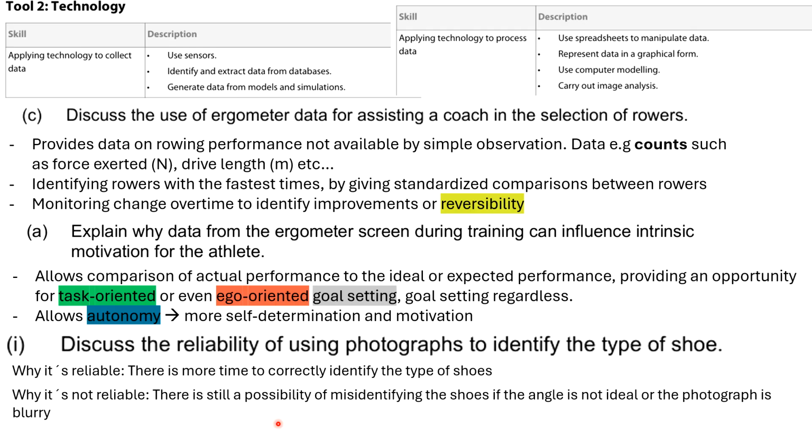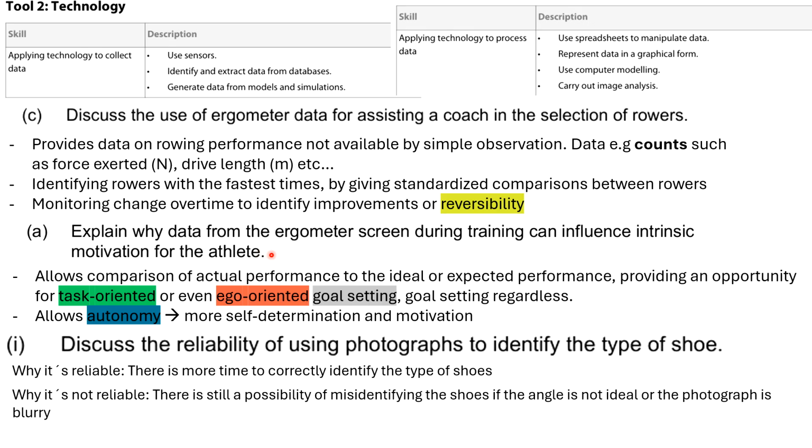Discuss the use of ergometer data, so technology, visual data, for assisting a coach in the selection of rowers. So it provides data on rowing performance that you would not be able to see, such as force exerted or drive length. You can identify which rowers have the fastest times, you can have standardized comparisons, and you can monitor the change, the improvements over time.